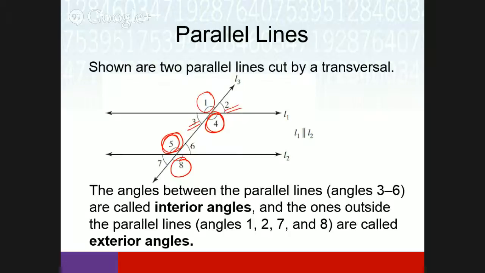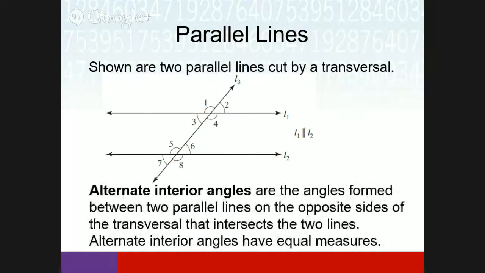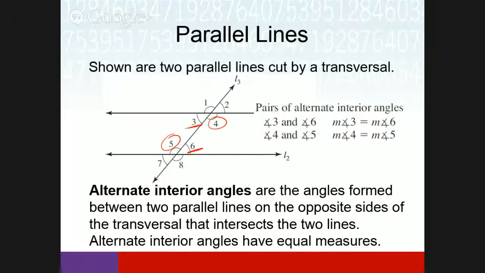So we have interior angles and exterior angles. And 3, 4, 5, and 6 are interior. 1, 2, 7, and 8 are exterior. Alternating interior angles. So 4 and 5 are alternating interior, and 3 and 6 are alternating interior. And that gives you that on your PowerPoint, right? Pairs of alternating interiors, and it turns out alternating interior angles are congruent, so their angle measurements are the same.